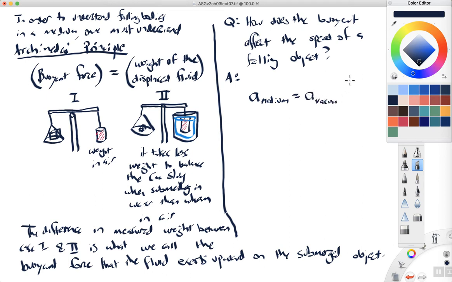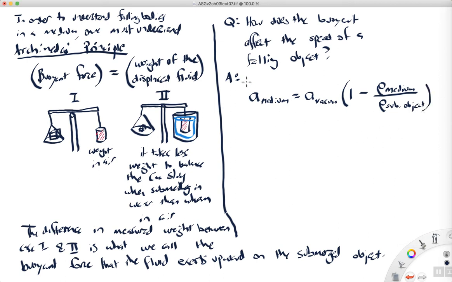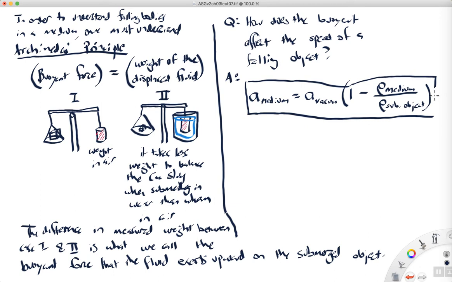in a vacuum, but corrected by a correction factor equal to 1 minus the density, this is a Greek letter rho, it looks kind of like a P, the density of the medium, divided by the density of the submerged object. Okay, so this is the formula. Galileo doesn't write it as a formula, he describes it using English, or rather Italian, translated into English, but this is the formula.